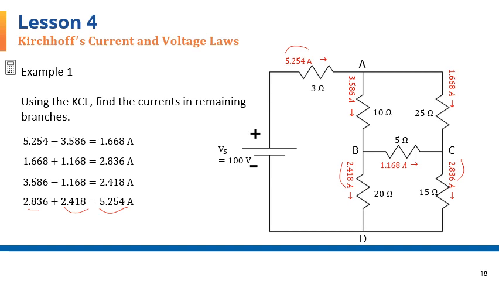The next example you're going to see is not about KCL or KVL, but uses Ohm's law to find the voltages across each resistor in this circuit. This is in preparation for working with the KVL in example 3.